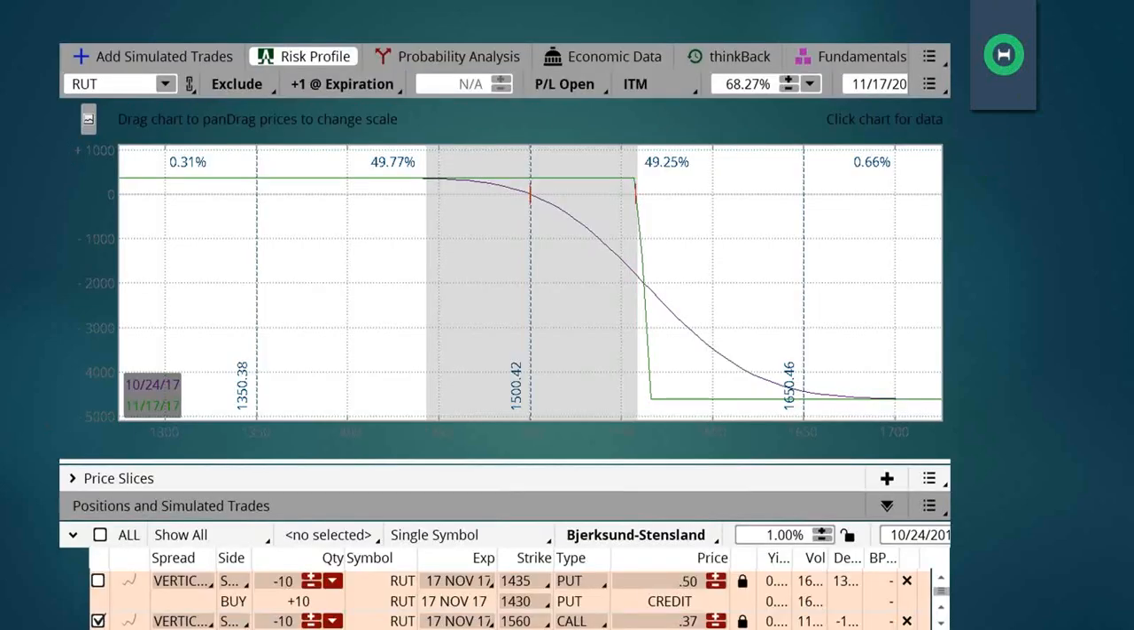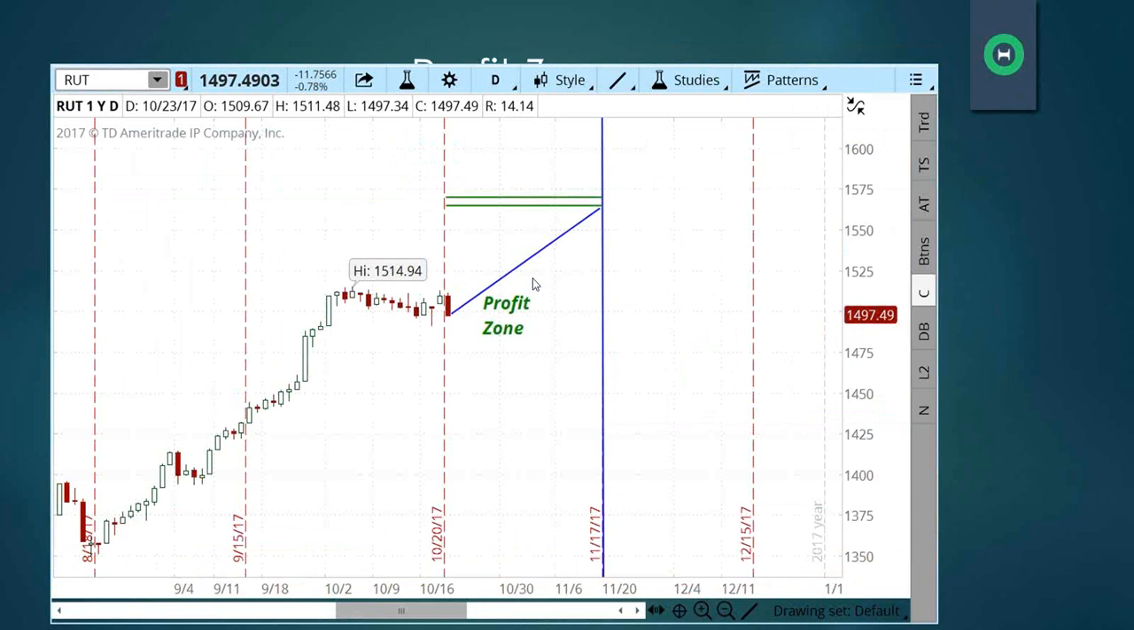Once you have that set up, you want to manage it by the risk profile, the combination of the risk profile and the profit zone, to determine whether you want to stay in or get out.